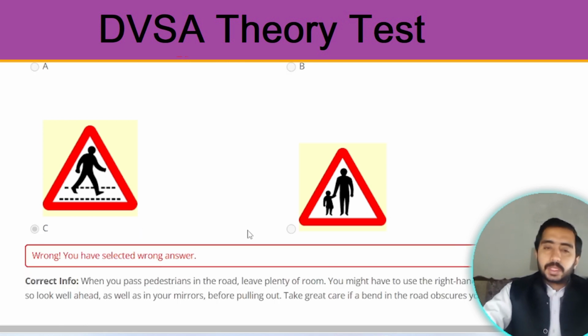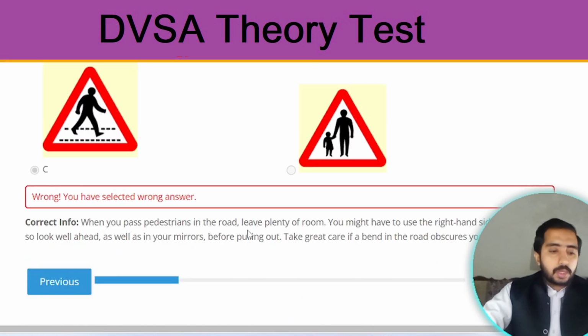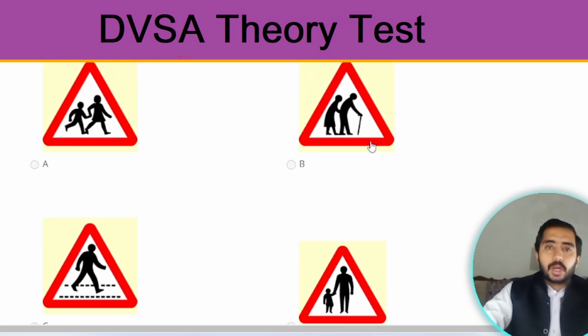Okay, we have selected the wrong answer. Please correct this one. Actually, the correct answer is, we can see in the detail, when you pass pedestrians on the road, leave plenty of room. You might have to use the right hand side of the road. So in this case, option B is correct. Please correct this one. Option B sign is correct here.